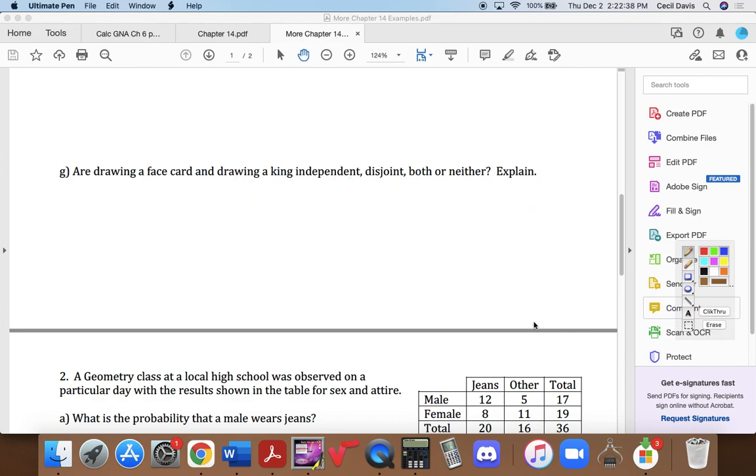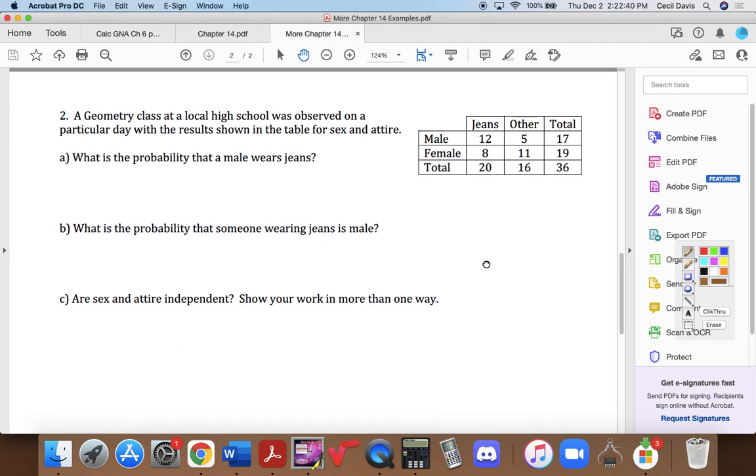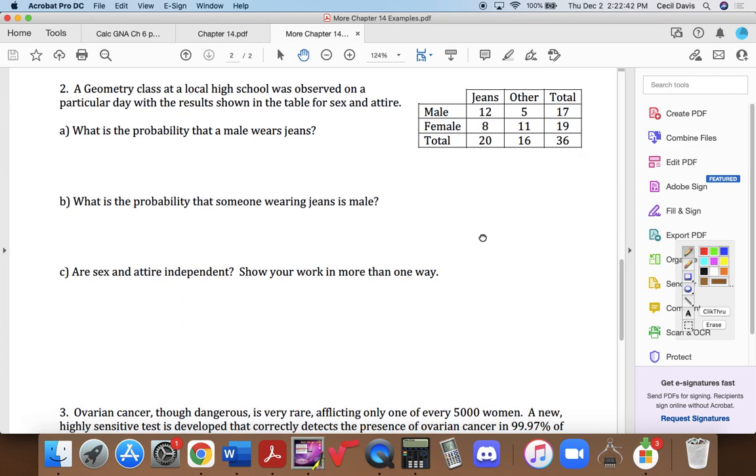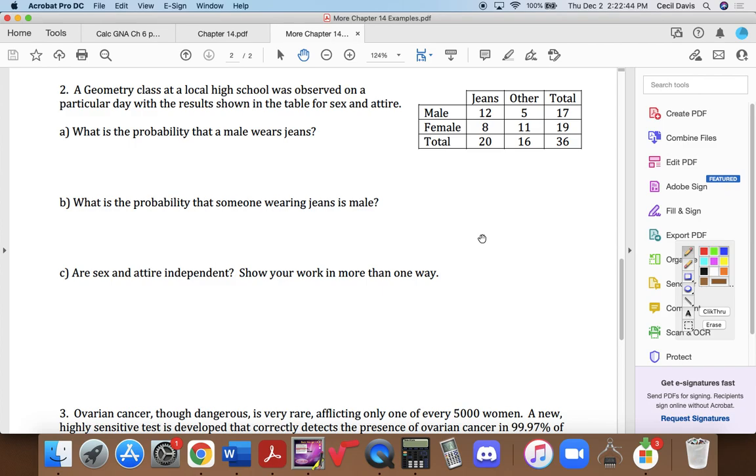So let's go on to the back. So, a geometry class at a local high school is observed on a particular day, with the results shown in the table for sex and attire.